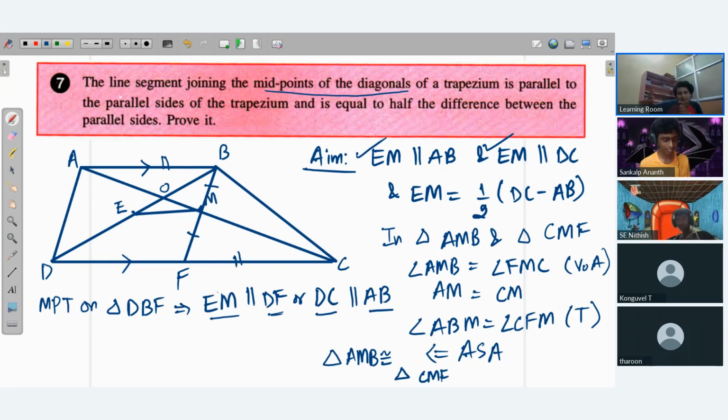That's all. So I'm changing the name only. In place of DF, I can write DC. So EM, DC, and AB are all parallel. Right. Now let's come to the next thing.